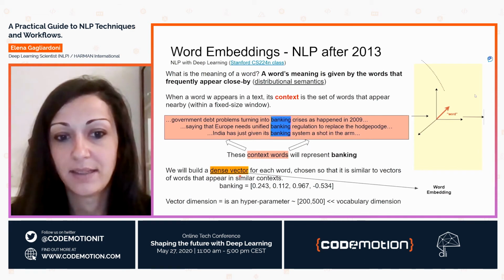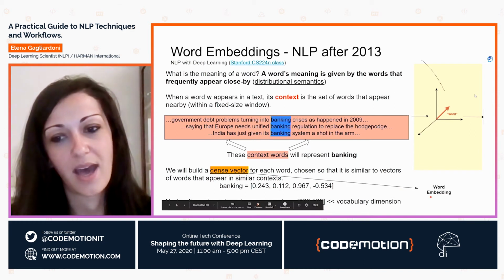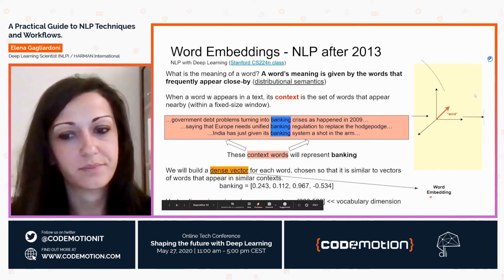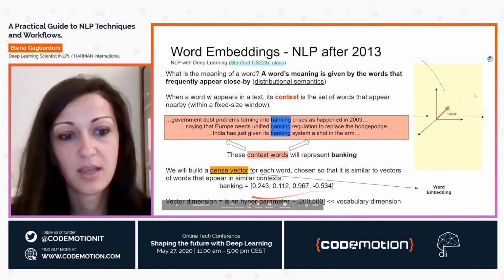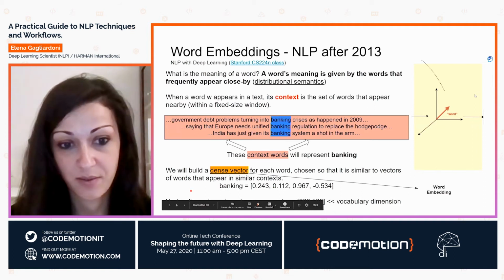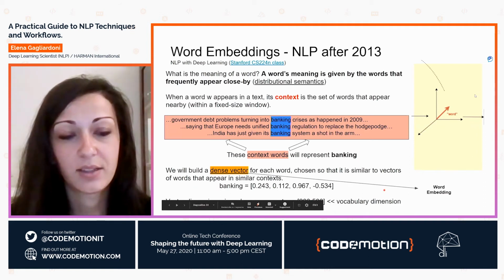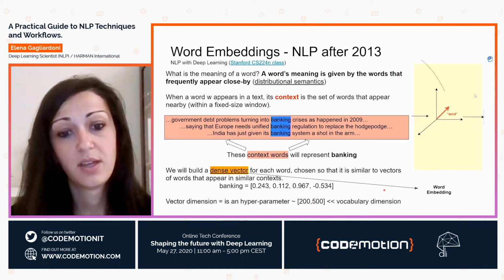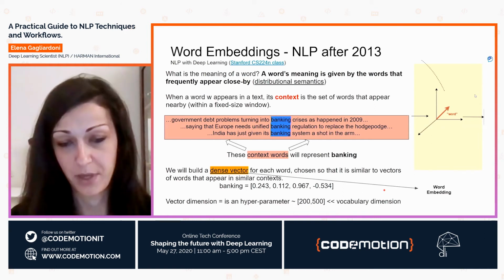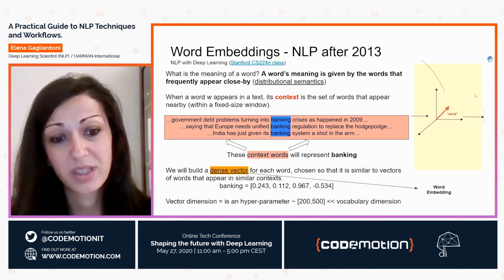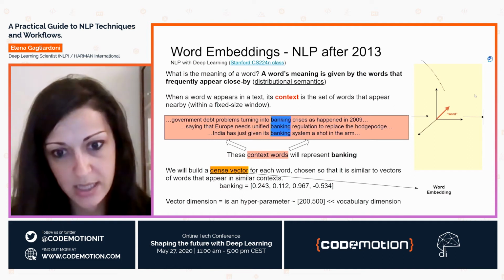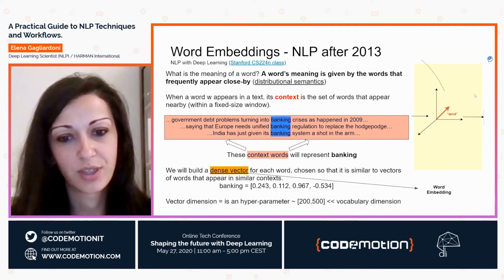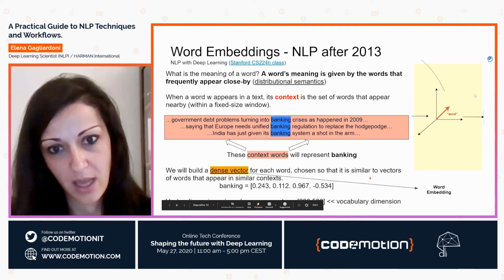We will build a dense vector, and we refer to these as word embeddings. The dimension of this dense vector is a hyperparameter. So we decide what the vector dimension is, but surely it is much smaller than the vocabulary dimension.